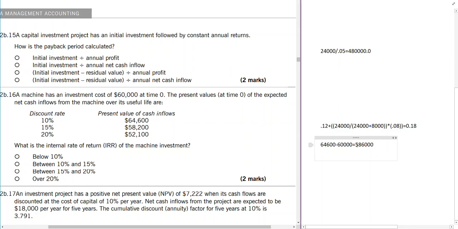64,600, 4,600 NPV, 58,200 minus 60,000 minus 1,952,100 minus 7,900. Okay, so you could calculate IRR when you take these two figures as well.